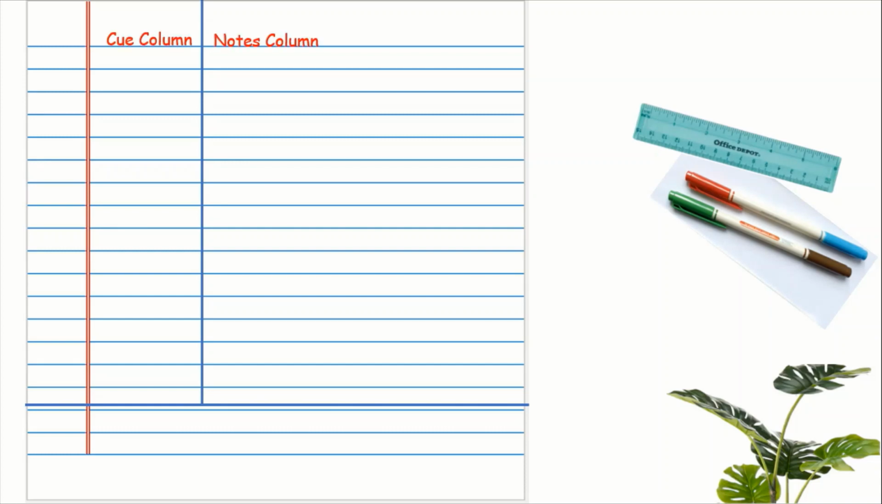Let's try to understand the process. First, you need to divide the page into 3 parts. The wider part on the right hand side is called the notes column, and the narrow part on the left hand side is called the Q column. At the bottom of the page we have the summary column. Let's try to understand the purpose of the 3 columns. The notes column is used to take down notes during the class.